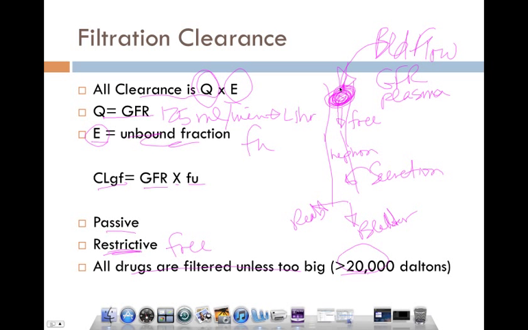So the first process is filtration, and this is what we compare then to what goes out in renal clearance to decide if reabsorption or secretion are the most predominant processes. The only thing that will affect filtration clearance is if we have a change in GFR or a change in binding. And you know what things can affect binding.